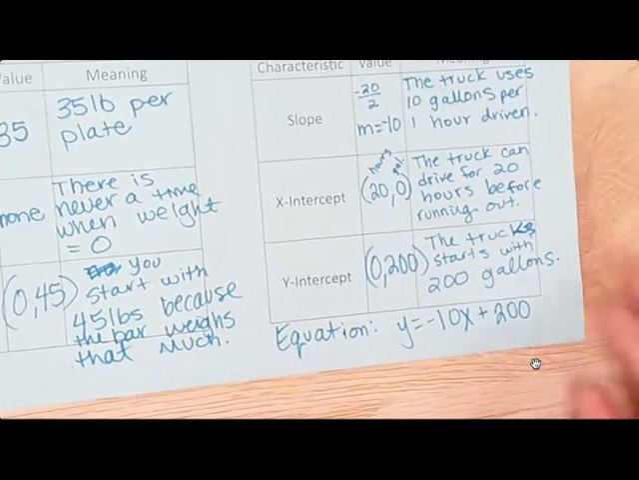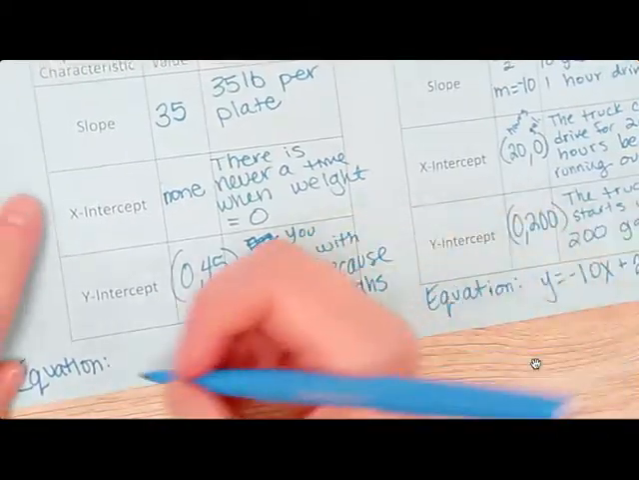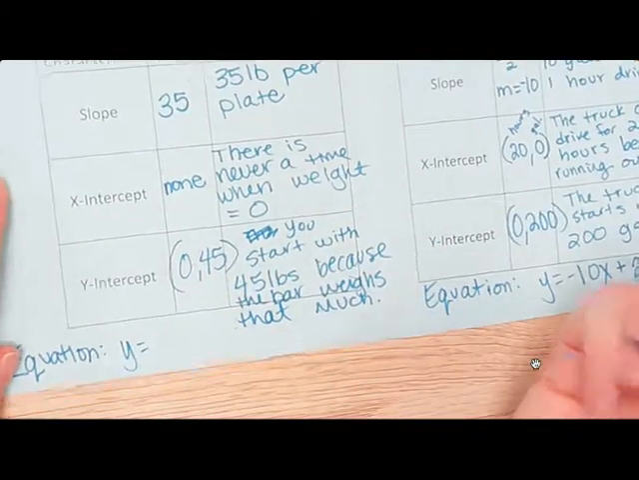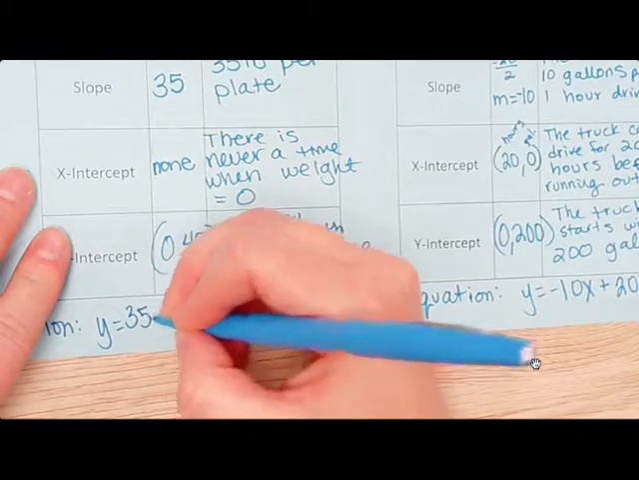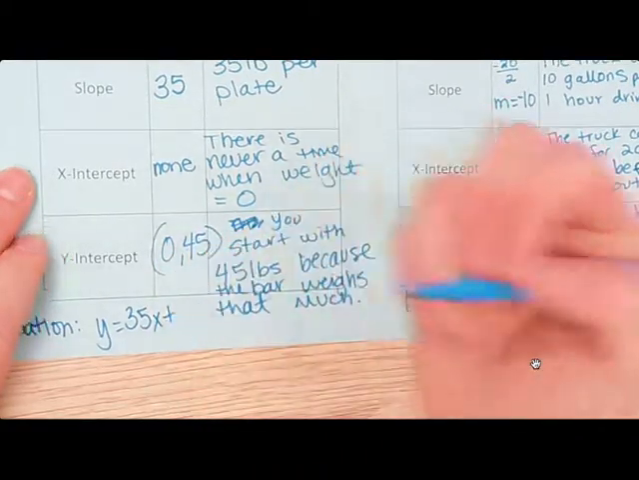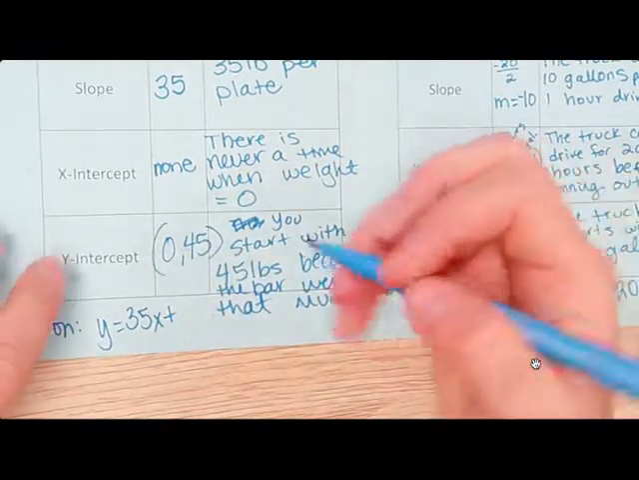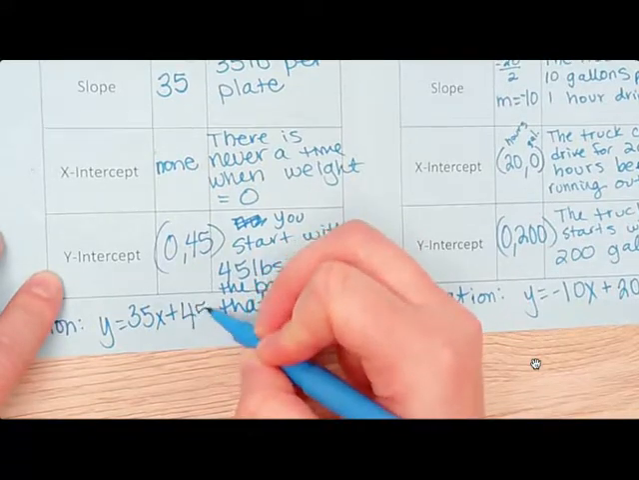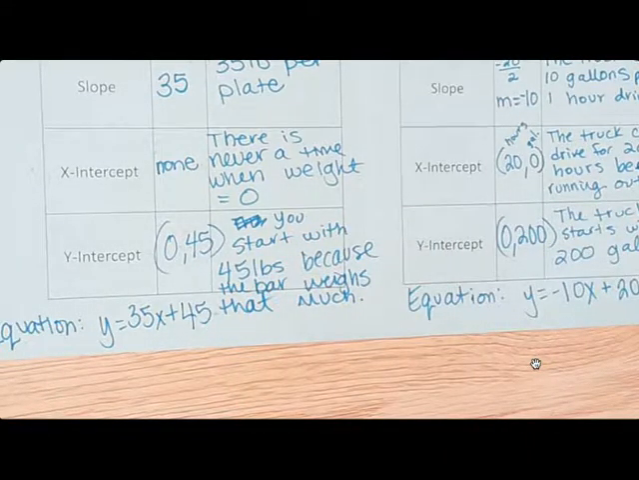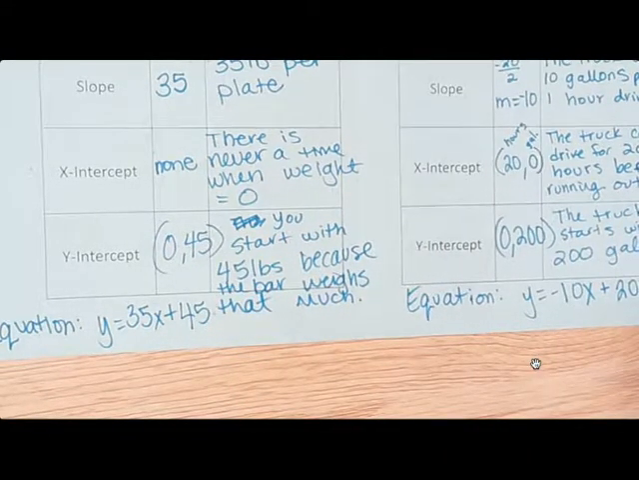I forgot to do the powerlifting equation, though. So for the powerlifting equation, what was the slope there? 35. So 35x plus whatever we started with. The starting amount was the bar, so plus 45. All right, so go ahead and glue this in the next page of your journal.